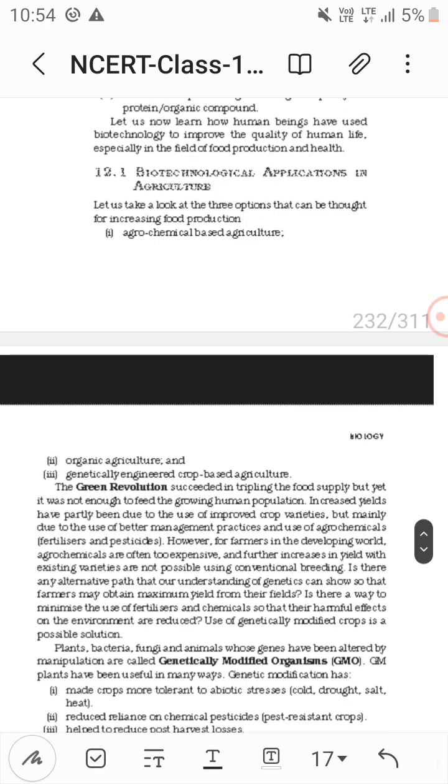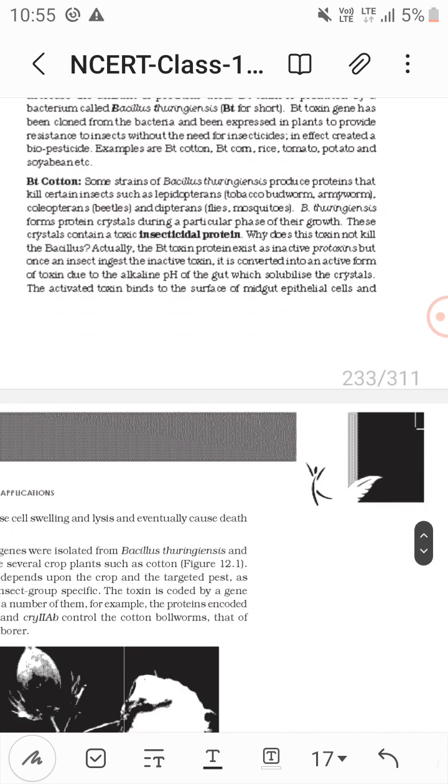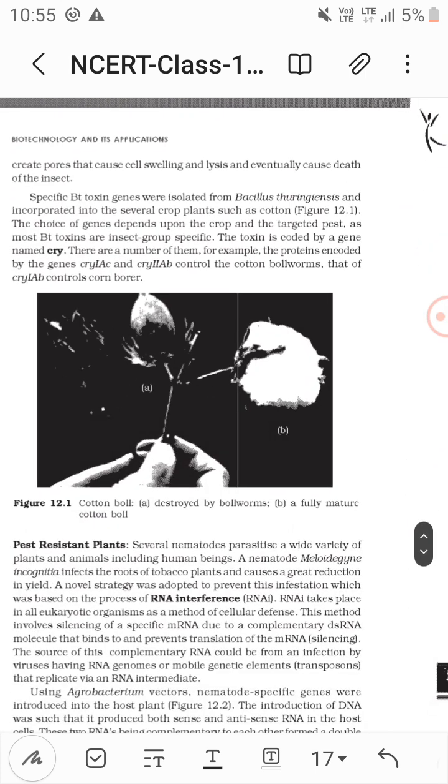Now, in the biotechnological applications in agriculture, we study Bt cotton. It has an insecticidal protein. The crystals contain a toxic insecticidal protein. There is cry. So what is that? The toxin is coded by a gene named cry. So cry is a gene which codes for a toxin.